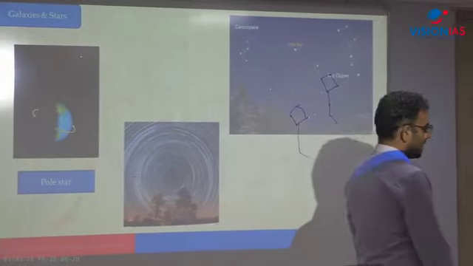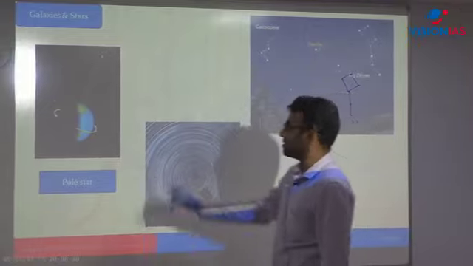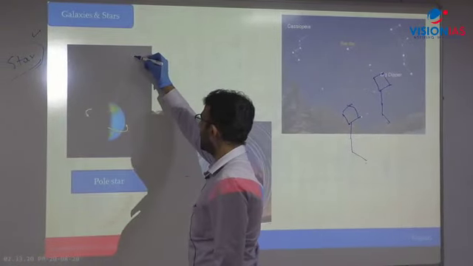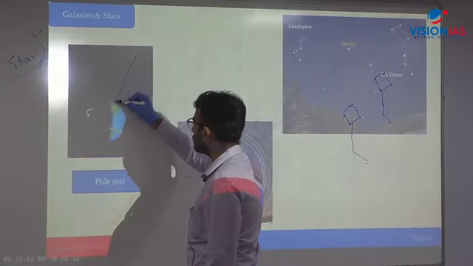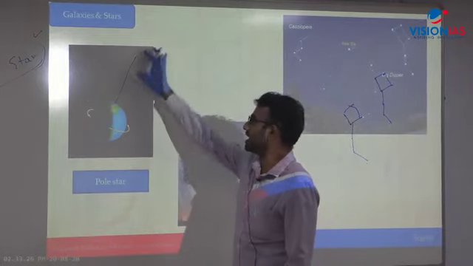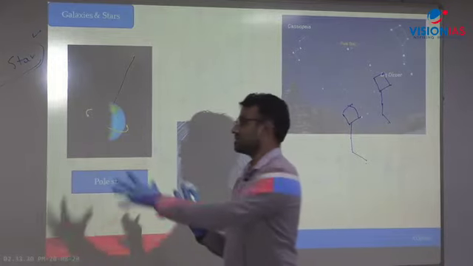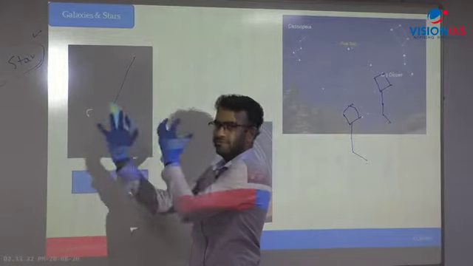And you might ask why this doesn't appear to be moving. क्यों नहीं ऐसा नहीं होता है? Because this pole star is located exactly above the North Pole. It is located exactly above the North Pole. And why all the other stars appear to be moving? Because it is a rotating body.